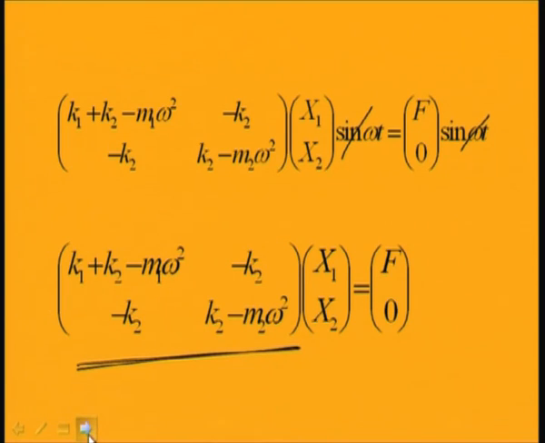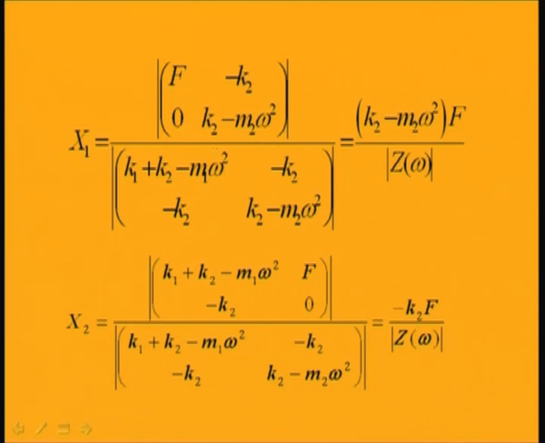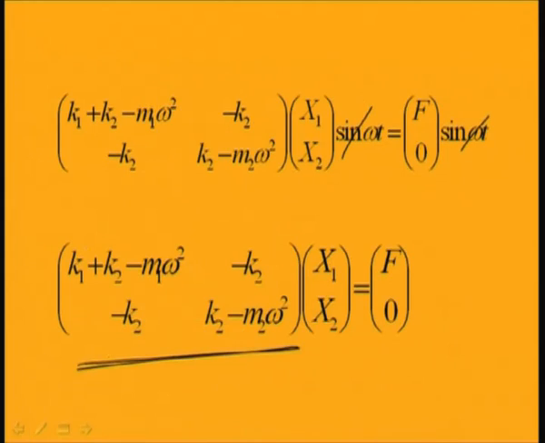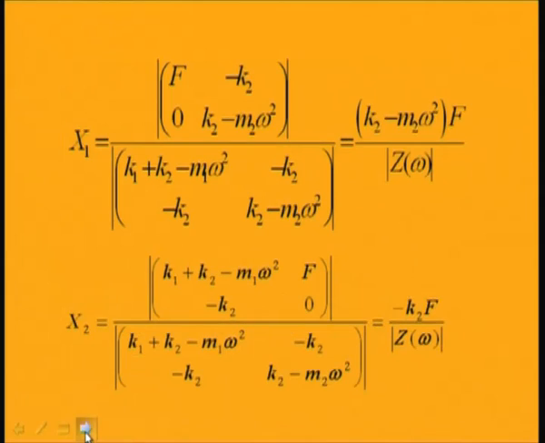So, using Cramer's rule I can find x1 equal to the determinant with f0, minus k2, k2 minus m2 omega square, divided by the determinant of this matrix. While finding x1, you just recall that using Cramer's rule you have to replace the first column by f0 and take the determinant of that, then divide by the determinant of this, which I am taking as z omega. So, x1 equals the determinant of f0, minus k2, 0, k2 minus m2 omega square, divided by the determinant of the matrix k1 plus k2 minus m1 omega square, minus k2, minus k2, k2 minus m2 omega square. The numerator becomes k2 minus m2 omega square into f0 minus 0, so x1 becomes k2 minus m2 omega square times f0 by the determinant of z omega.